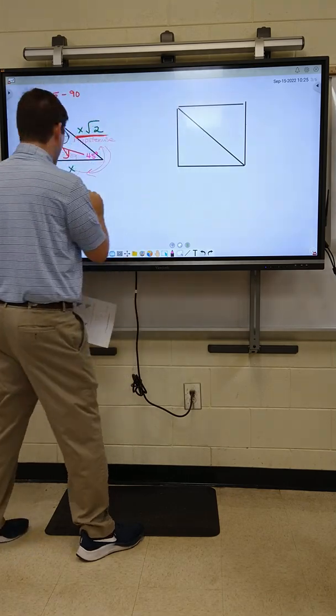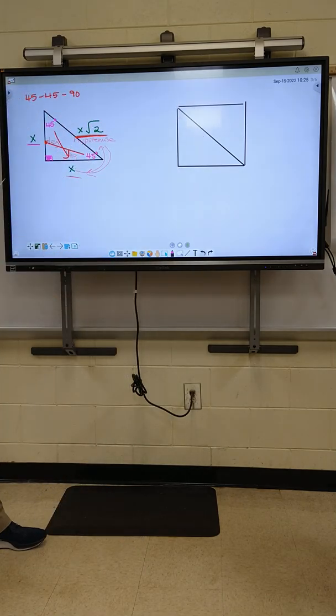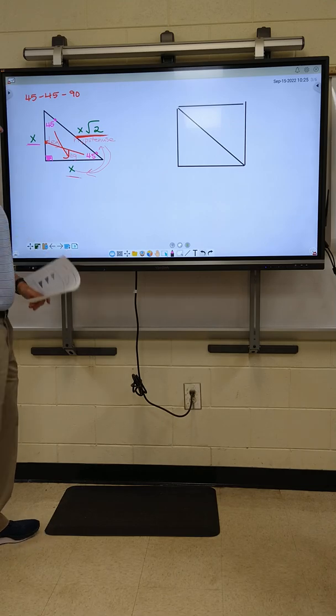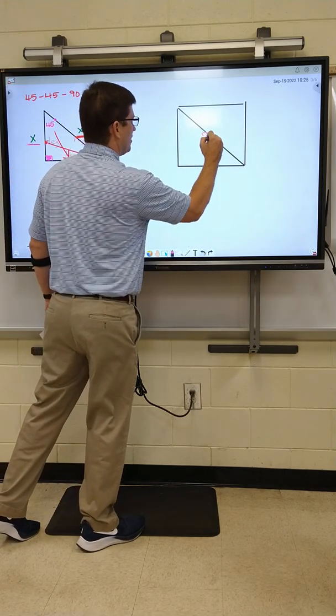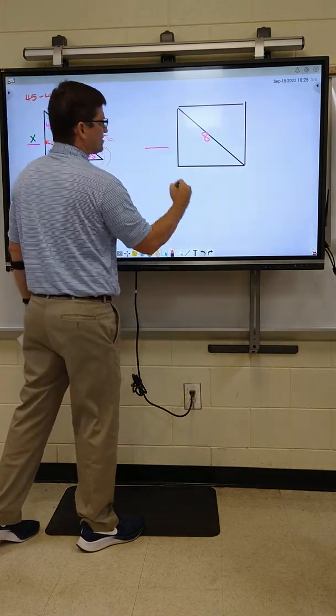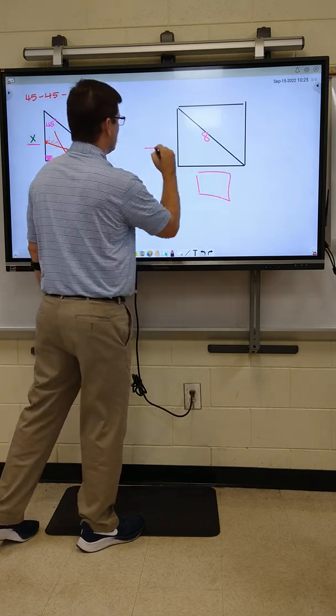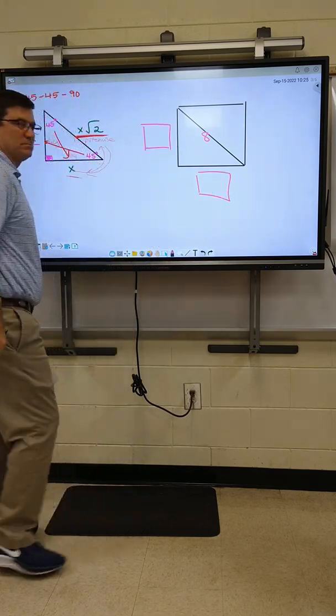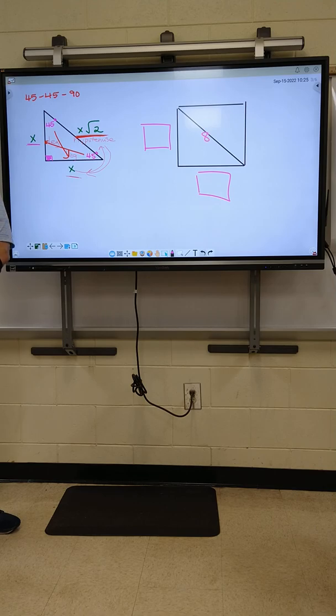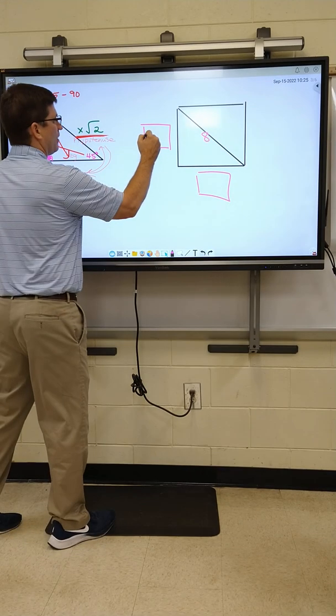All right, let's read number 8. Number 8 says, find the length of a side whose diagonal is 8. So now we've got an 8 right here, and we've got to find all the sides. So it's 4 root 2. Willie says 4 root 2. We agree? I agree.